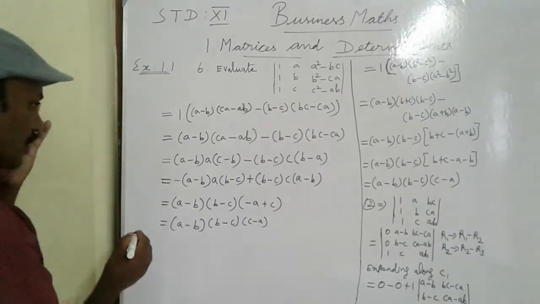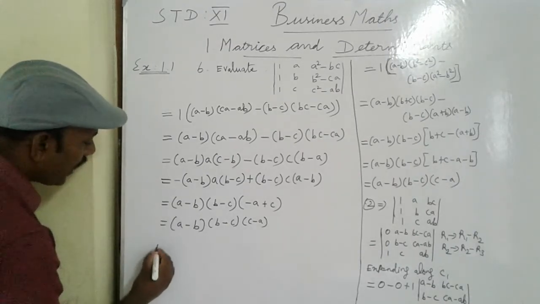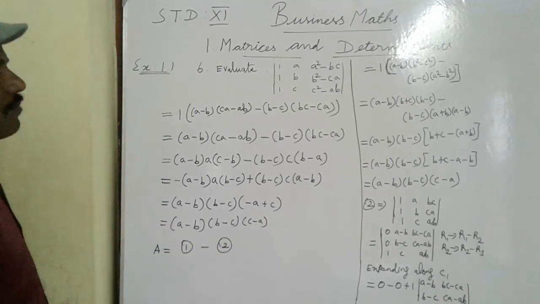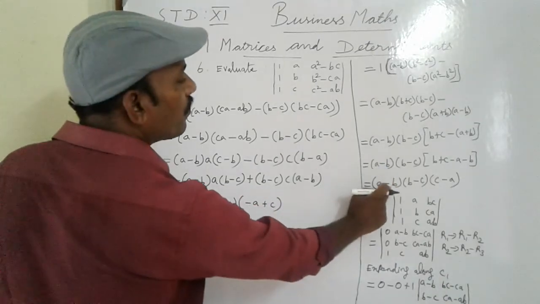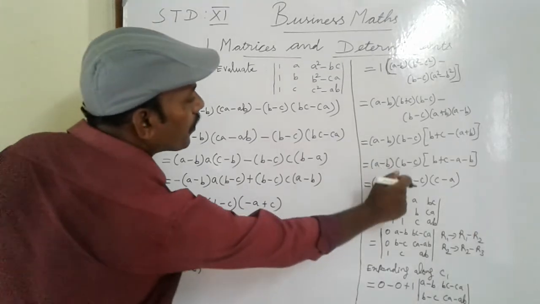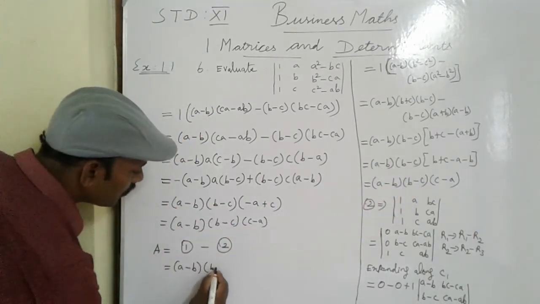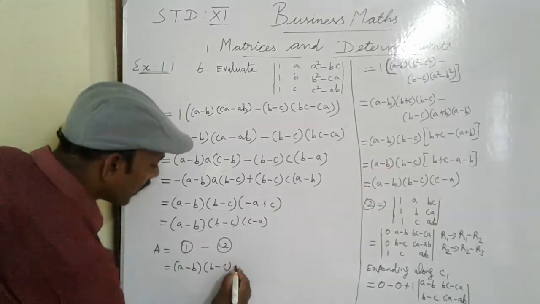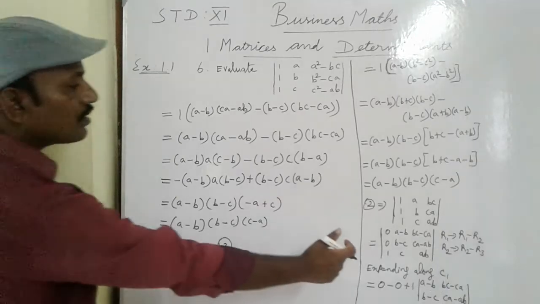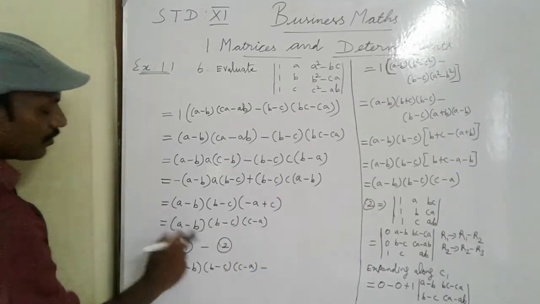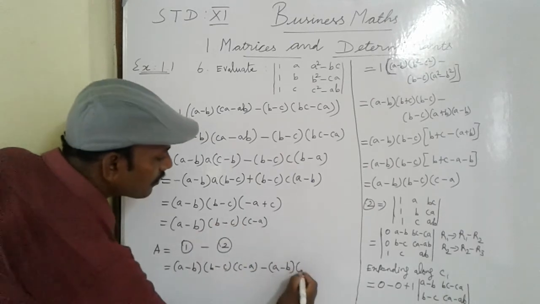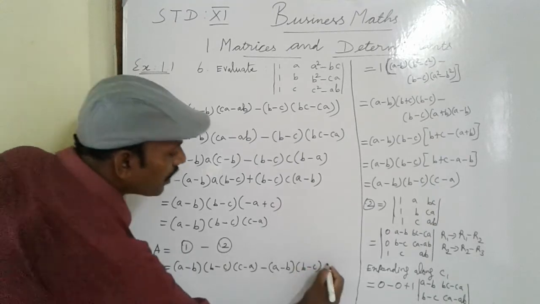Okay, this is the second equation. We know that A equal to 1 minus 2, we know that. 1 value is A minus B. Next B minus C. Next C minus A. Minus is a symbol. The second equation result is A minus B, B minus C into C minus A.